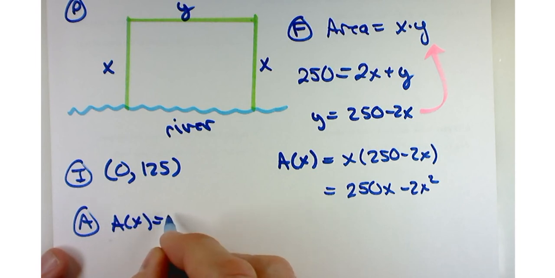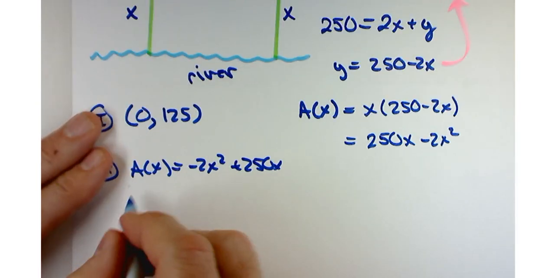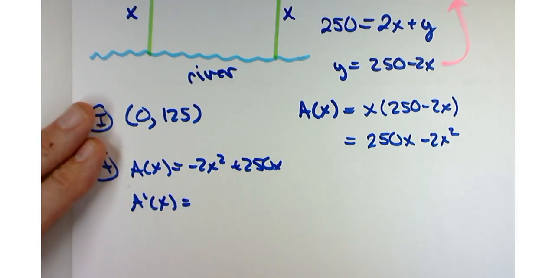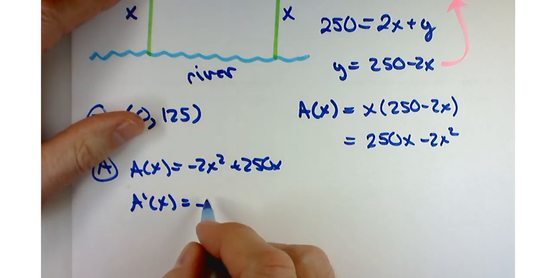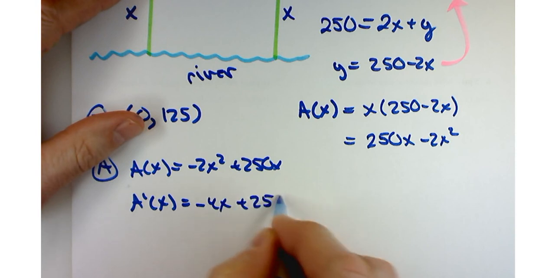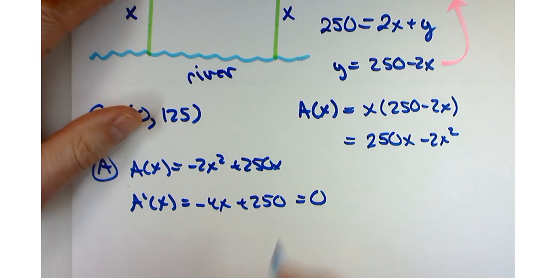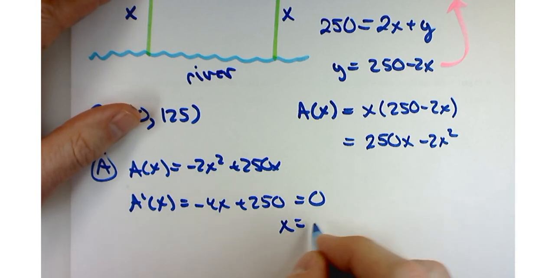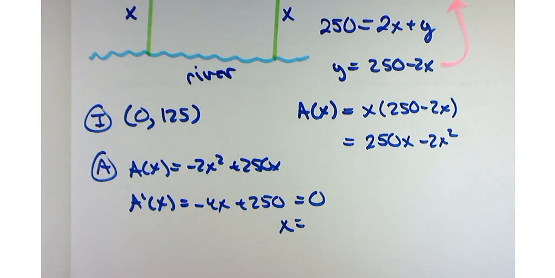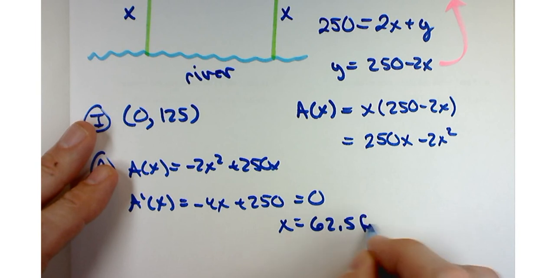Let me bring that over here. Minus 2x squared plus 250x. And of course, the only arrow in our quiver right now is to take the derivatives. And that's not too bad. Negative 4x plus 250. I want to know whether that's equal to 0. That's going to be when x is 62.5. 250 divided by 4. Someone double check me on that. 62.5. And that would be units of feet.